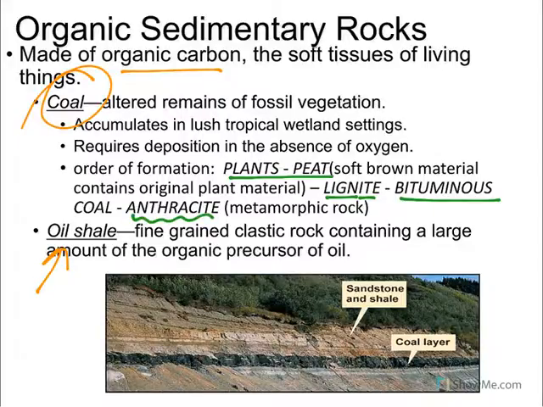Oil is also organic because oil is made up of the compression of lots of microorganisms over time. But remember, oil is really a liquid, so not quite a rock.